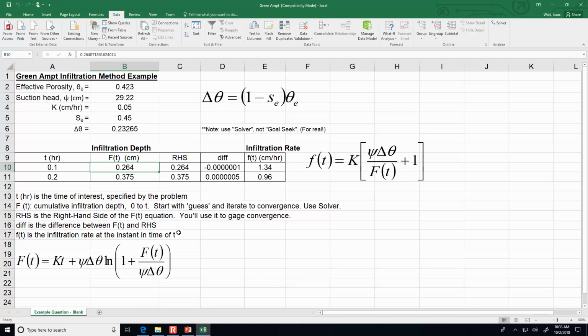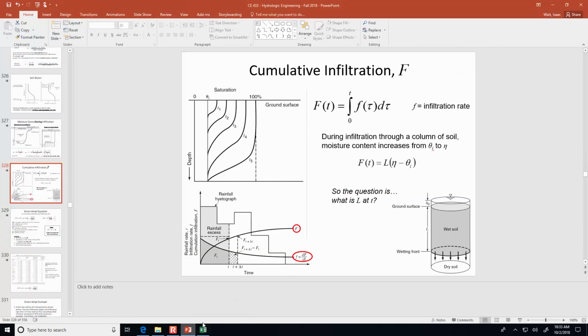Are there other questions about this? Okay, so that's the Green-Ampt method.